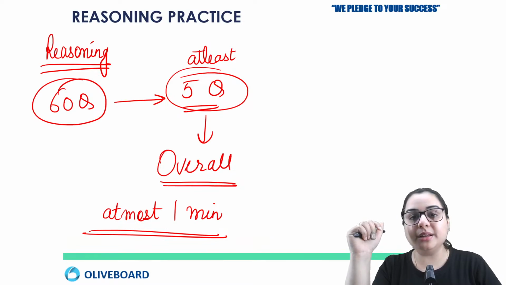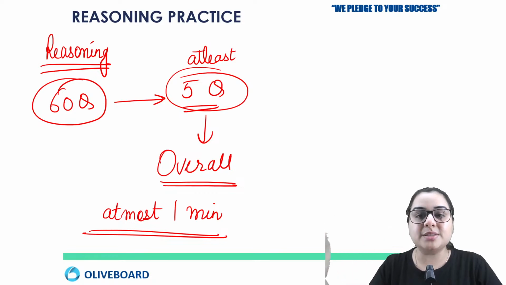You should be taking less time to solve. So at most 1 minute, in just 1 minute you have to solve 5 questions of inequality. This should be the speed. You keep on practicing the questions of inequalities till the time you achieve the speed of 1 minute for every 5 questions.